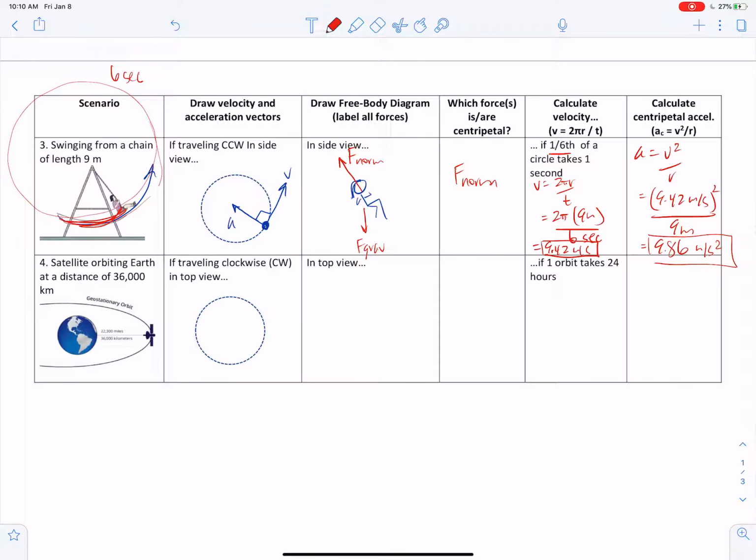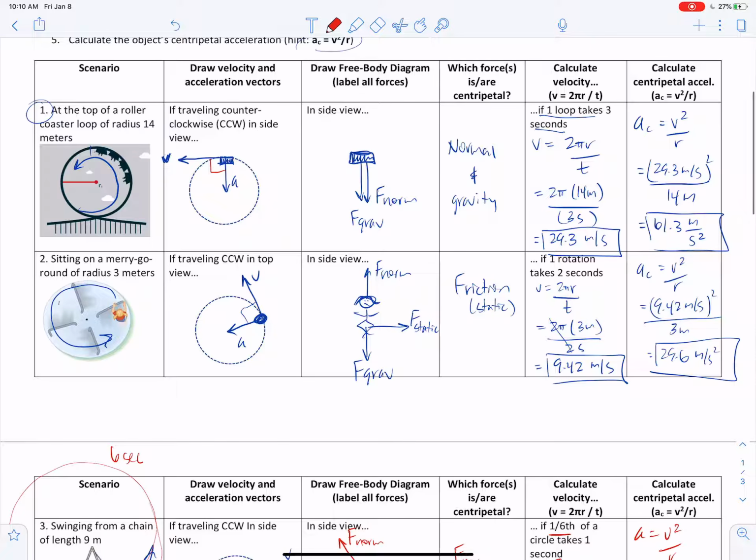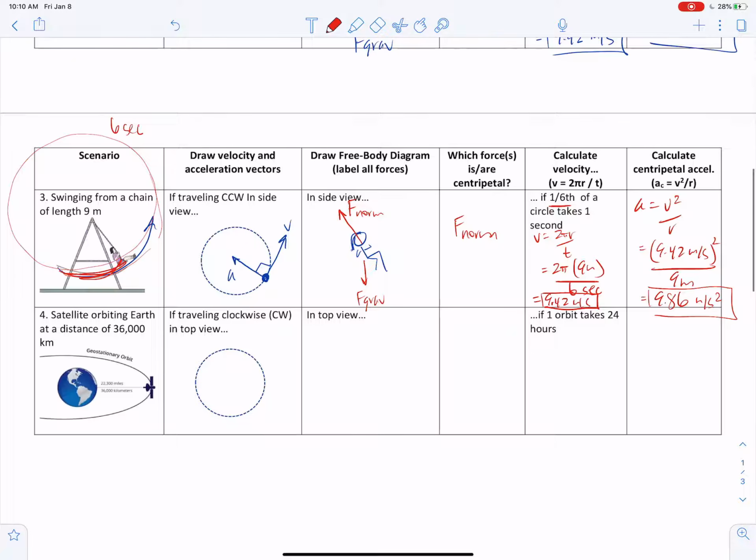Finishing up with one more example. Okay, so if you've been following along, these examples have been pretty different, right? So in example 1, we've had a loop that we're looking at from the side where the centripetal force is a combination of two forces, normal and gravity. In number 2, now we've got friction as a centripetal force. In number 3, now we've got a normal force from a seat that's acting centripetally.